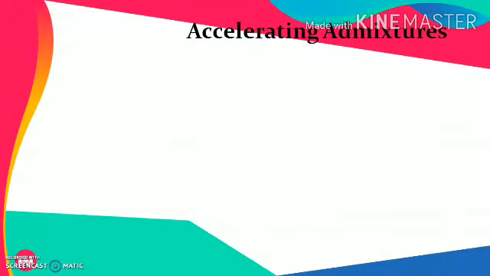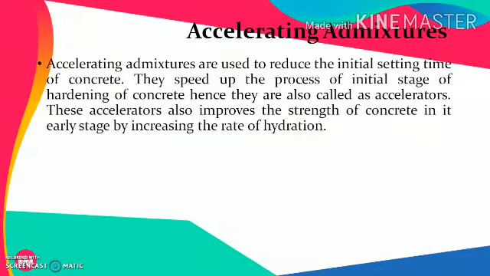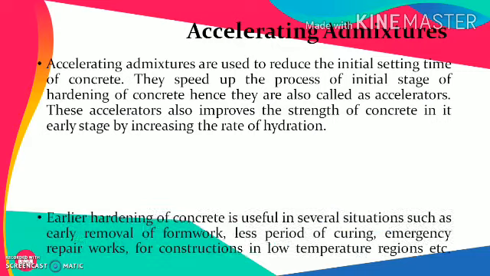Next is accelerating admixtures. Accelerating admixtures are used to reduce the initial setting time of concrete. They speed up the initial stage of hardening of concrete, hence they are also called accelerators. These accelerators also improve the strength of concrete in its early stage by increasing the rate of hydration. As the rate of hydration increases, the cement starts hardening, which results in reduction in the initial setting time by gaining strength at a quicker rate.